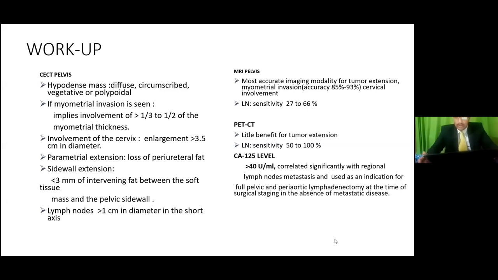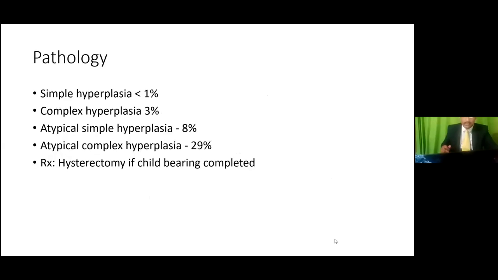And coming to CA125 levels, greater than 40 units per ml correlates significantly with regional lymph node metastasis, and it has been used as an indication for full pelvic and periaortic lymph node dissection at the time of surgical staging, even in the absence of metastasis.